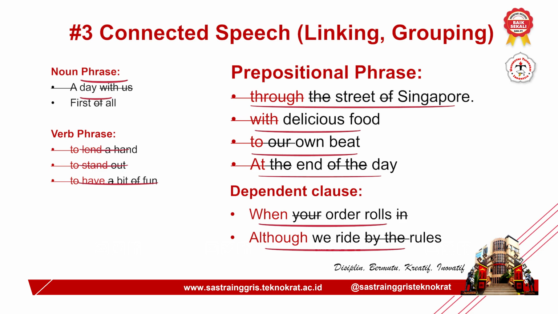And here is the last one, dependent clause. So you start with when, for example, although, because, and so on. When your orders rolls in. So you can make it a linking, when your orders rolls in. And then the second clause, although we write by the rules. By the rules. So by and the is in the weak form, so it's in one connected speech.